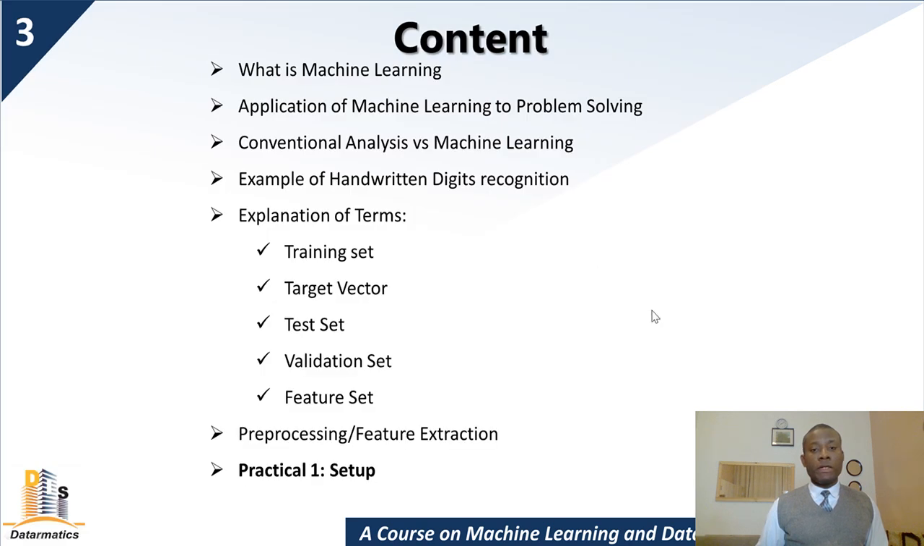So what are we going to cover? We are going to be looking at what actually is machine learning. In module 1, we discussed artificial intelligence generally. Today we are going to be looking at machine learning. We're also going to be looking at application of machine learning in problem solving, conventional analysis versus machine learning, example of the handwritten digit recognition, explanation of terms, and we also talk about pre-processing and feature extraction, and then we go to the practical, which is to set up the applications we need.